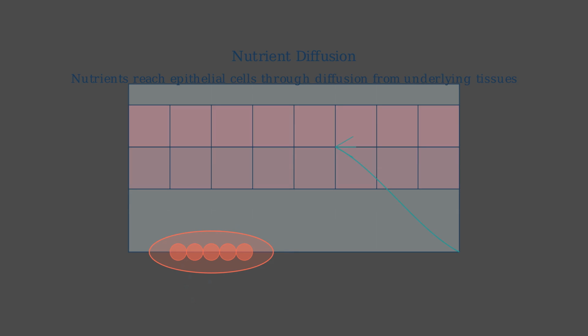Since the epithelium lacks its own blood vessels, nutrients must reach the cells through diffusion from underlying tissues that have blood supply. These properties, being avascular yet innervated, are important for understanding how this specialized tissue functions and maintains itself.